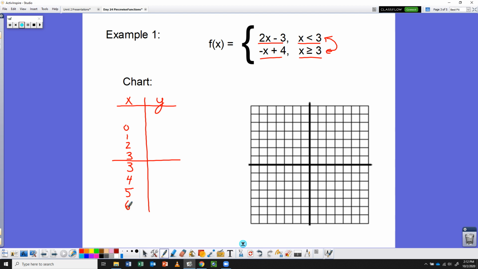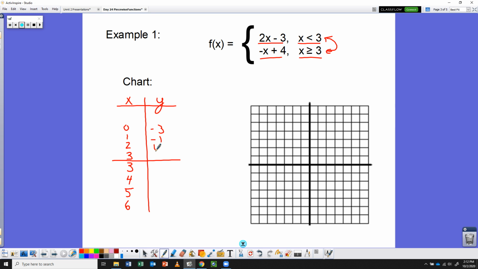Okay, so now comes the evaluation part. For every x value that we've chosen, we've got to figure out the y value that goes with it. And that involves also plugging into the correct formula. So for all of these numbers above my dividing line, I'm going to be using the top formula, 2x minus 3. We'll be plugging the x values in. So 2 times 0 minus 3 is -3. 2 times 1 minus 3 is -1. 2 times 2 minus 3 is going to be +1.